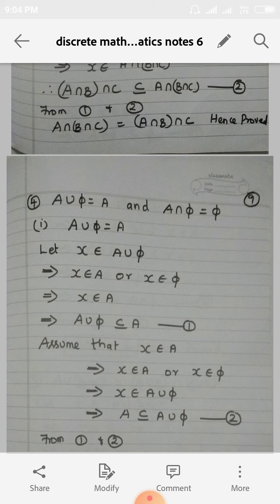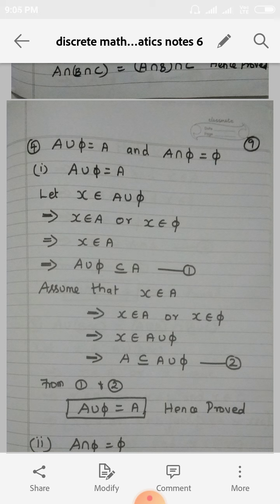So what is the left hand side? A union phi. So x belongs to A union phi. This implies x belongs to A or x belongs to phi. This phi is nothing but the empty set. So when we union A with the null set, what we get? We get the set A. So this belongs to x belongs to A. So A union phi contains or equal to A.